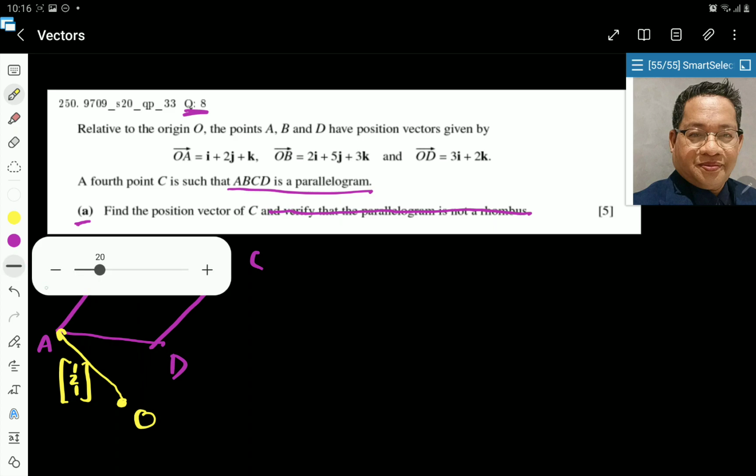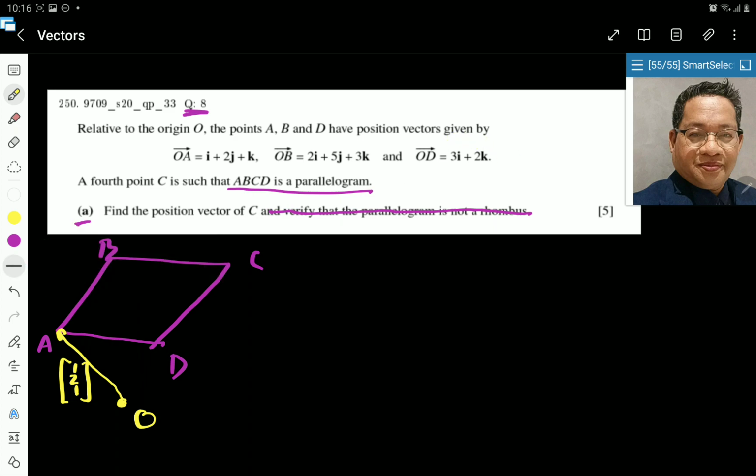Then you have OB. So this is your OB, and your OB is 2, 5, 3. And then you have OD. This is your OD, and that vector is, be careful, it's 3, 0, 2. Why 0? Because this one here is 3i plus 0j plus 2k, so the j component is 0.